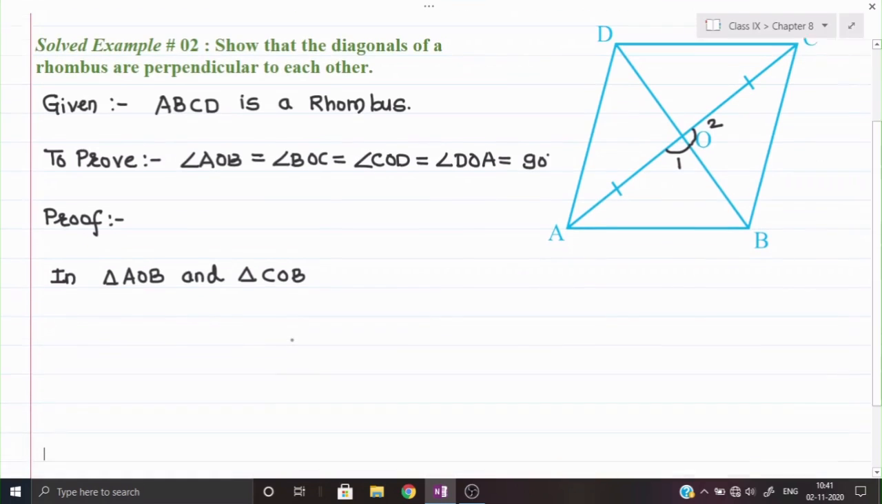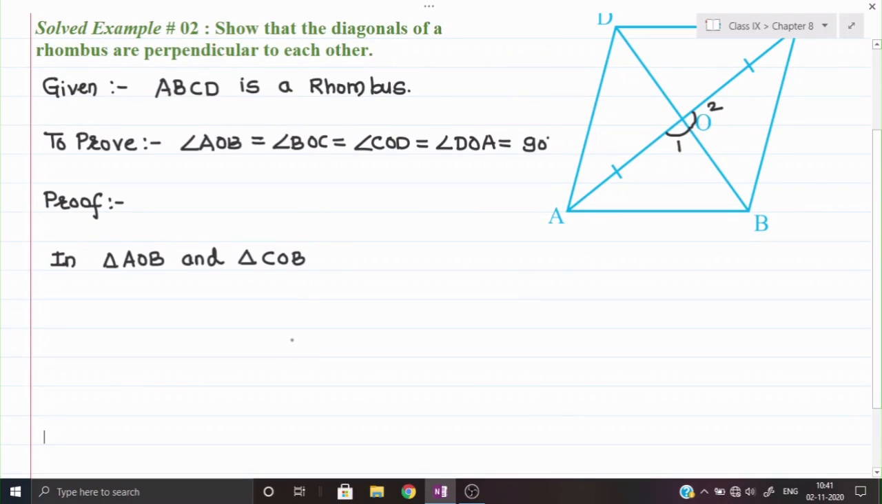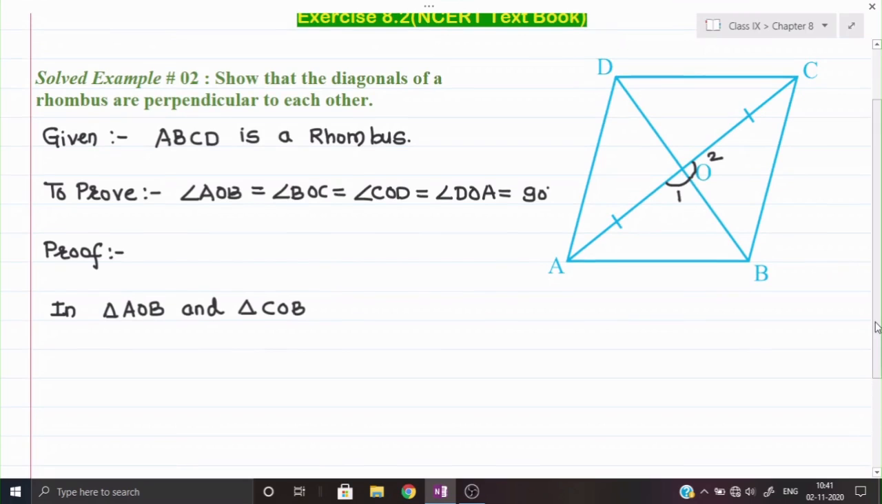Now, see, as I told you, ABCD is a rhombus. So it is a parallelogram as well. And if it is a parallelogram, then opposite sides will be parallel, or we can say that the diagonals will be bisecting each other. Because in a parallelogram we know that the diagonals bisect each other. So AO and OC will be equal, BO and OD will be equal. Okay, so all that we will use here.